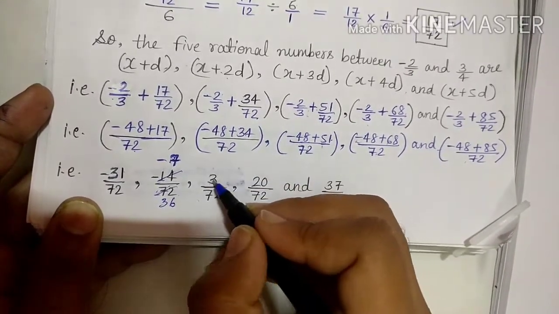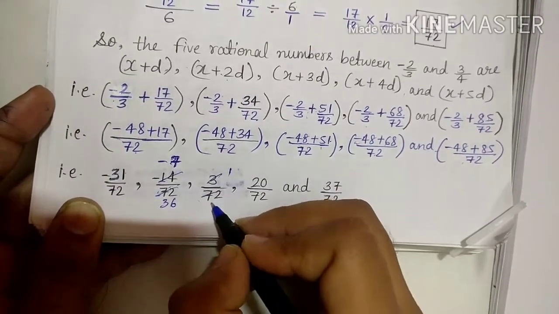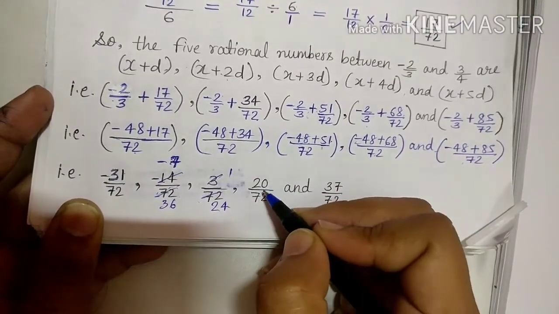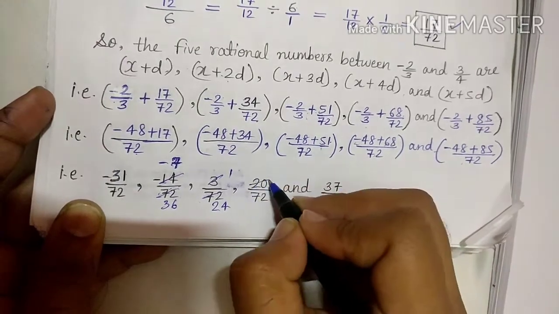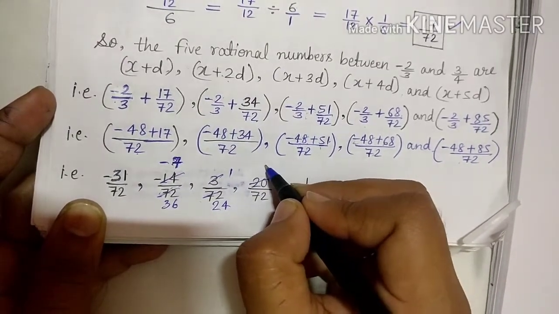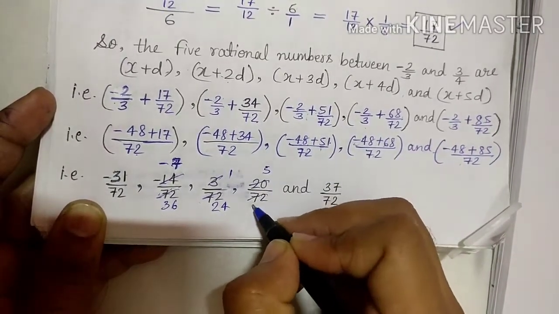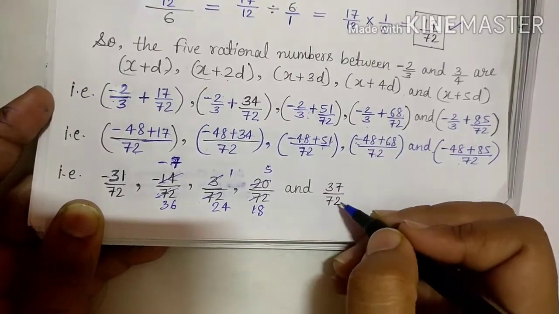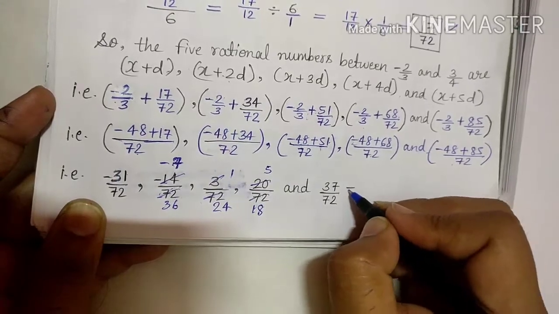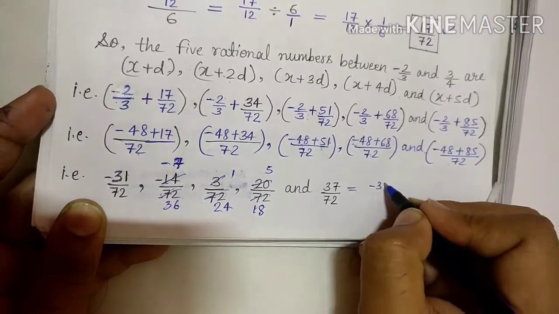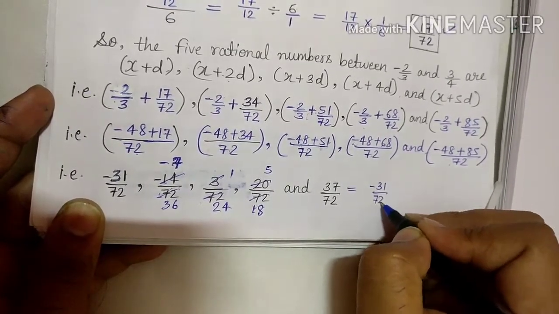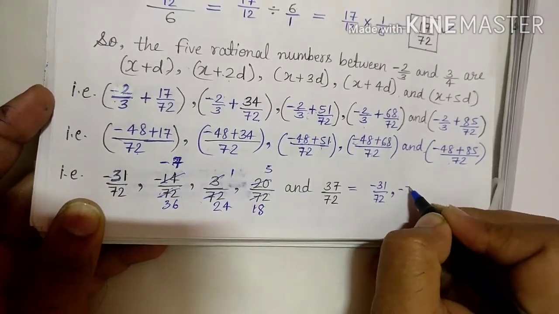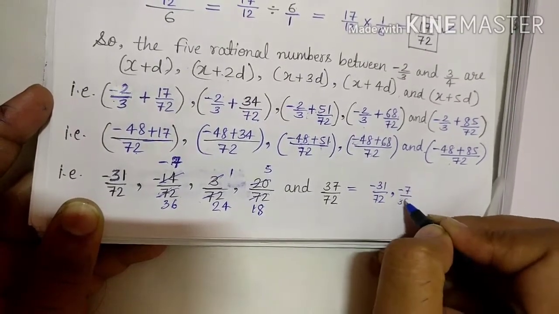Then next, 3 1s are 3 and 3 24s are 72. This one we can cut. Surely we can cut. By which number? We can cut by 4. 4 5s are 20. And we can say 4 18s are 72. That's why. Okay. Then 37 upon 72, it will remain the same, because we can't cut. So we can say our new number is what? Minus 31 upon 72. Then minus 7 upon 36.